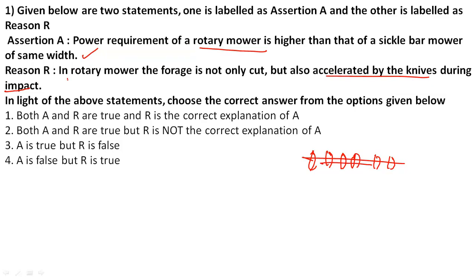So both assertion and reason are correct. Option A is the correct answer. Both A and R are true, and R is the correct explanation of A.